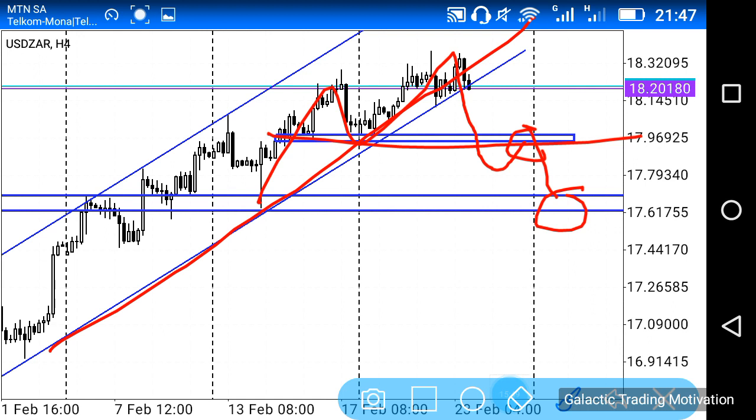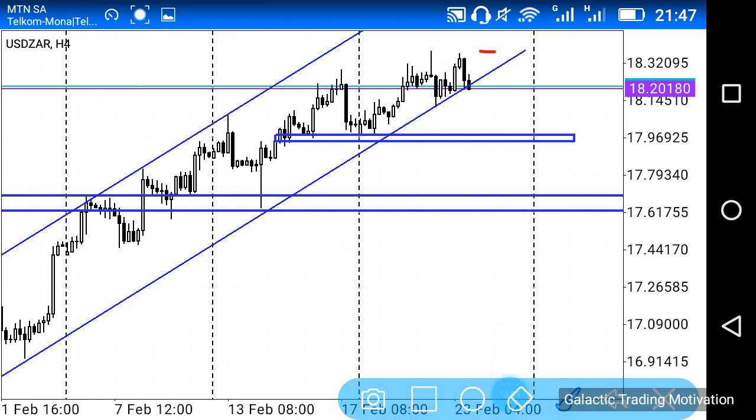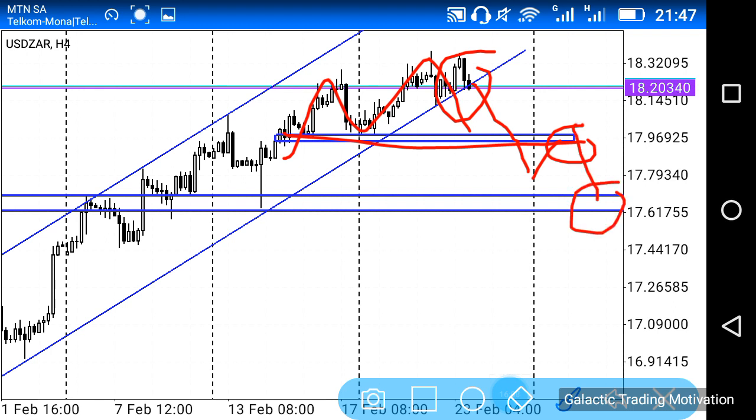That is, if the market from where it is actually breaks the zone, pushes down to the neckline, and then heads back to the neckline to test it, and at that neckline is where we would look for selling opportunities, and at this support area is where we would be looking for buying opportunities, right?